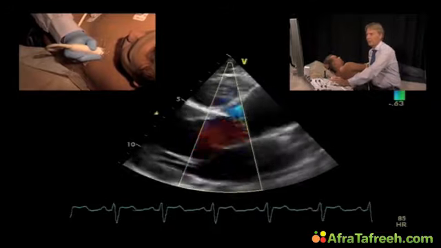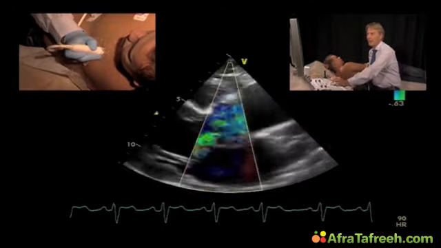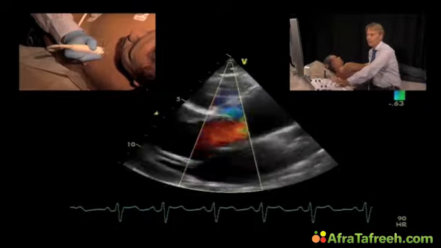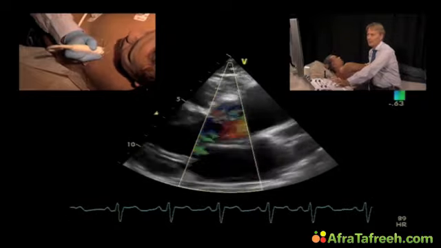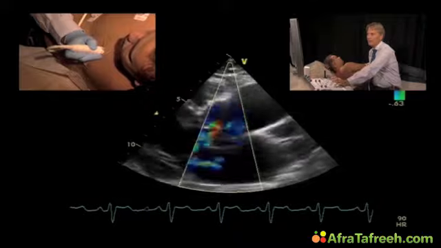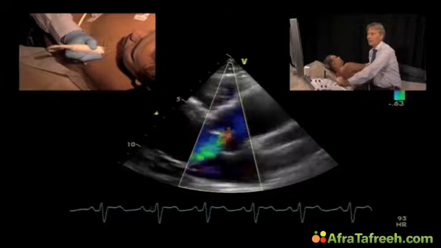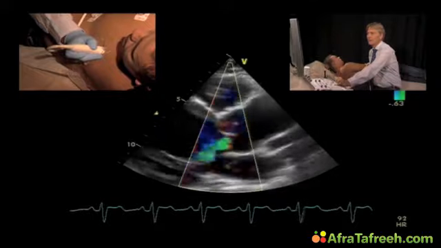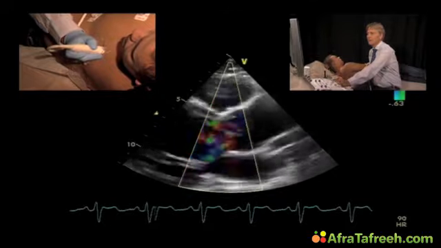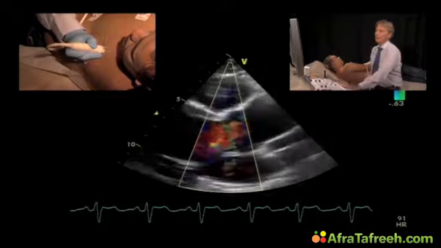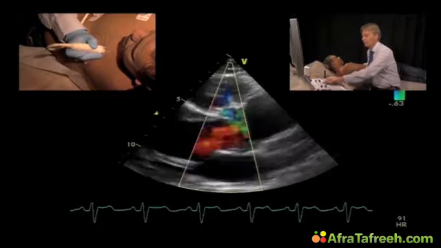Now, if we look at the area of the jet, we would probably underestimate the severity simply because it is asymmetric and because there probably is the so-called Coanda effect, or we're losing a lot of energy since the jet is directed into the anterior leaflet of the mitral valve.